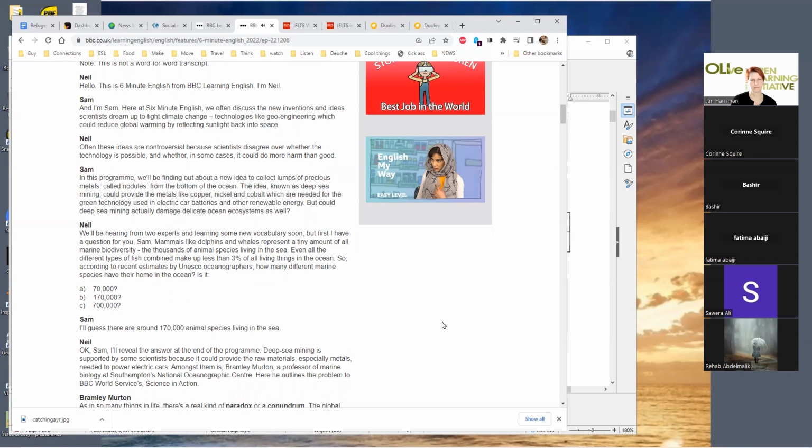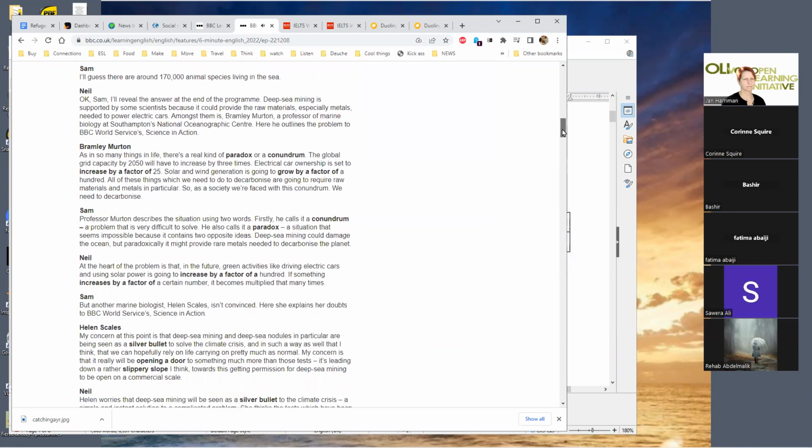But first, I have a question for you, Sam. Mammals like dolphins and whales represent a tiny amount of all marine biodiversity, the thousands of animal species living in the sea. Even all the different types of fish combined make up less than 3% of all living things in the ocean. So, according to recent estimates by UNESCO oceanographers, how many different marine species have their home in the ocean? Is it A, 70,000, B, 170,000, or C, 700,000? I'll guess there are around 170,000 animal species living in the sea. Okay, Sam, I'll reveal the answer at the end of the program.